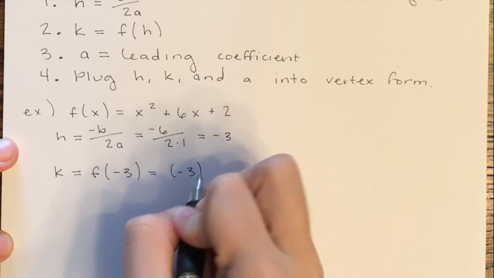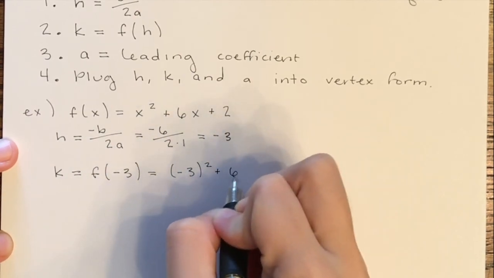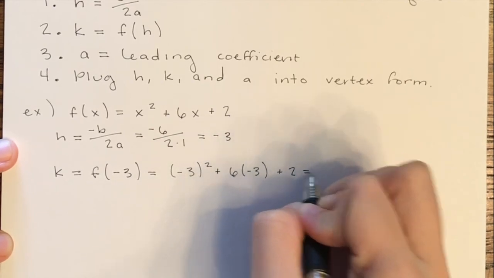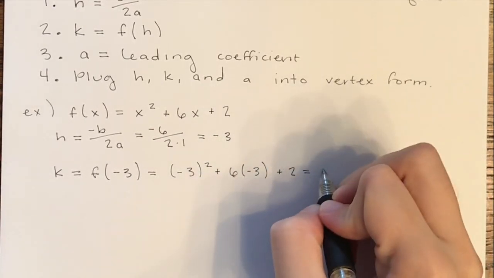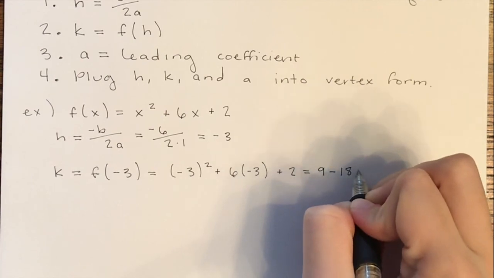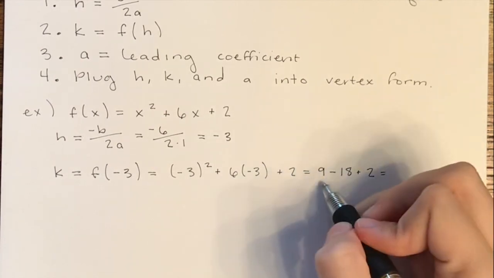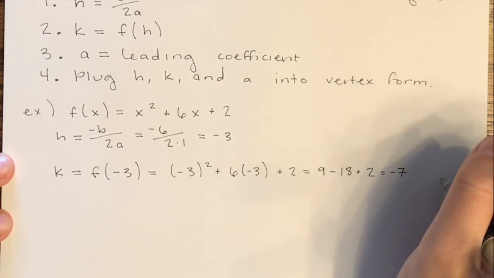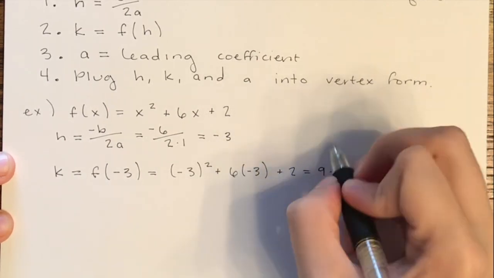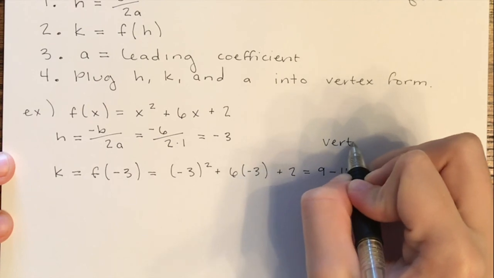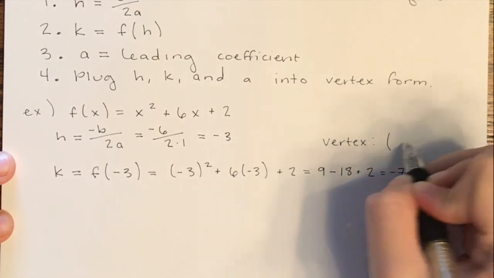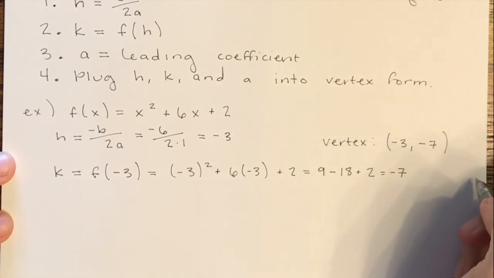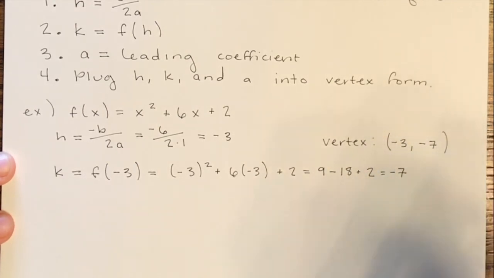We've got negative 3 squared plus 6 times negative 3 plus 2. This gives us 9 minus 18 plus 2. We get negative 9 plus 2 gives me negative 7. So that means that our vertex is negative 3, negative 7. So that's how we can find our vertex.